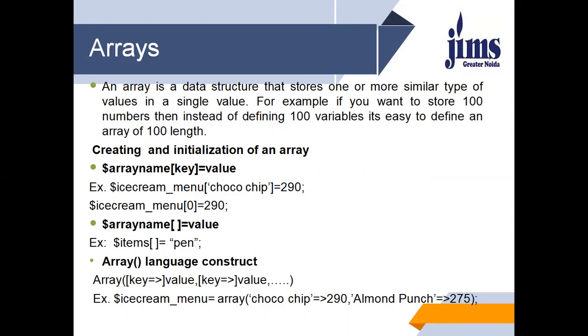An array comprises elements where each element is a key value pair. For example, price of different ice cream flavors can be stored in an array as a key value pair. Key has to be unique within an array, but values can repeat. A particular ice cream flavor can occur only once in the array. Like almond punch cannot be repeated in the array with the same or different price, but two different ice cream flavors can have the same price. So like almond punch or choco dip can have the same price.